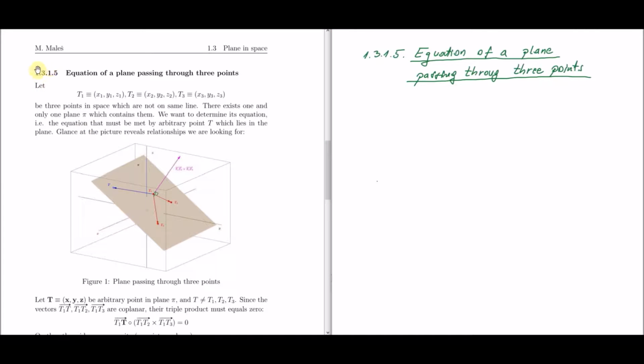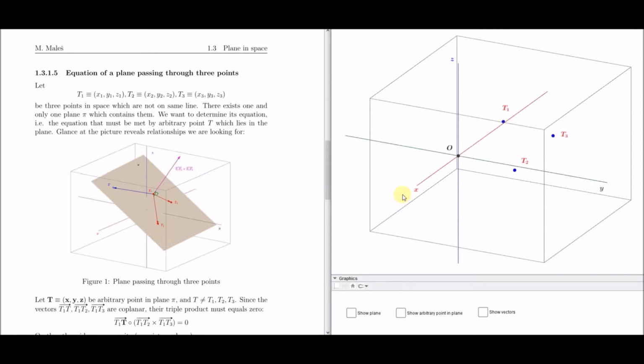In this section, we will learn how to find the equation of a plane if 3 points which belong to that plane are given. The obtained equation will be in its general form, which, of course, as we have already seen, can easily be transformed to any other form. We begin with 3 points T1, T2 and T3, which are not on the same line.